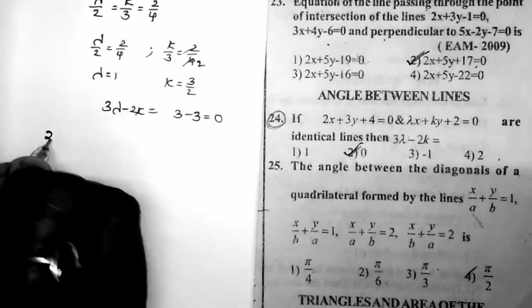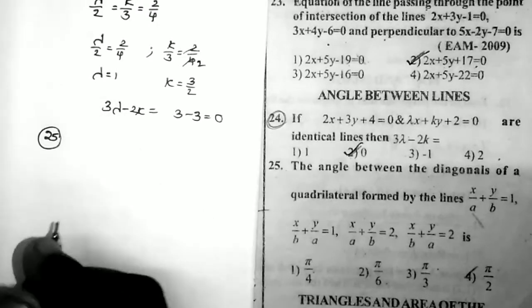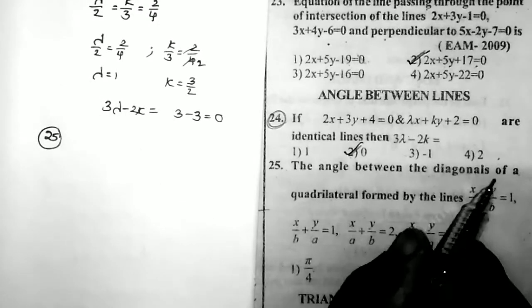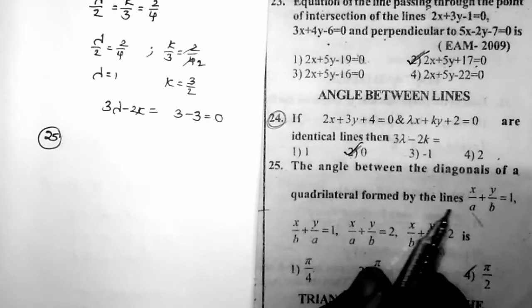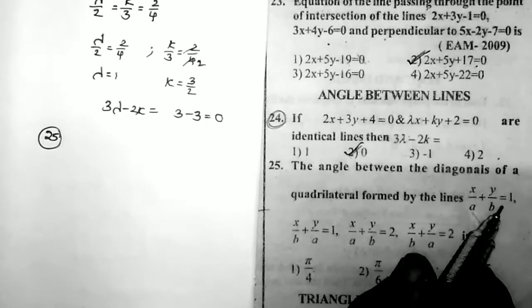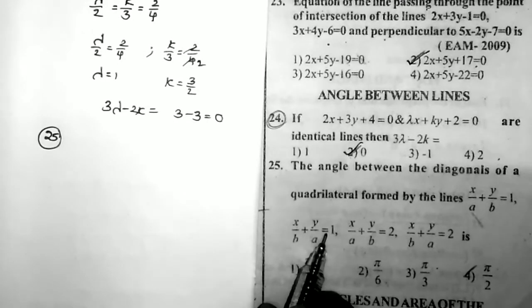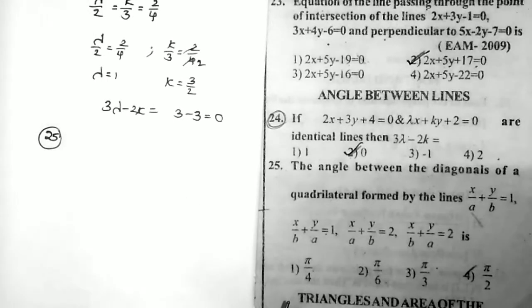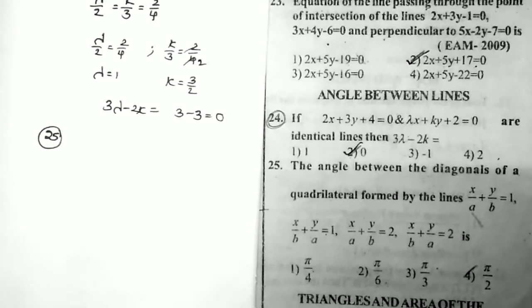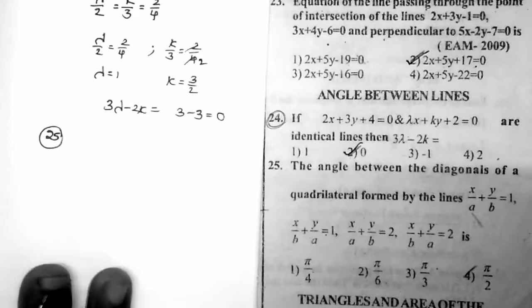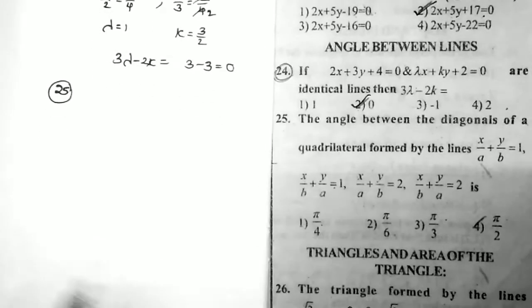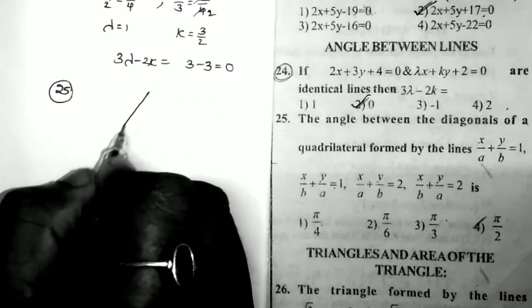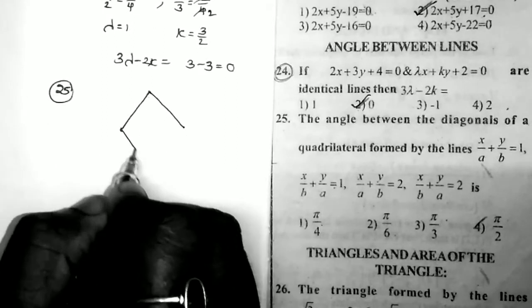Now sum number 25. The angle between the diagonals of a quadrilateral formed by the lines x by a plus y by b is equal to 1, x by b plus y by a is equal to 1, x by a plus y by b is equal to 2, and x by b plus y by a is equal to 2. So here we want the angle between the diagonals of a quadrilateral. Here 4 lines are given. Suppose I just draw the diagonals like that.